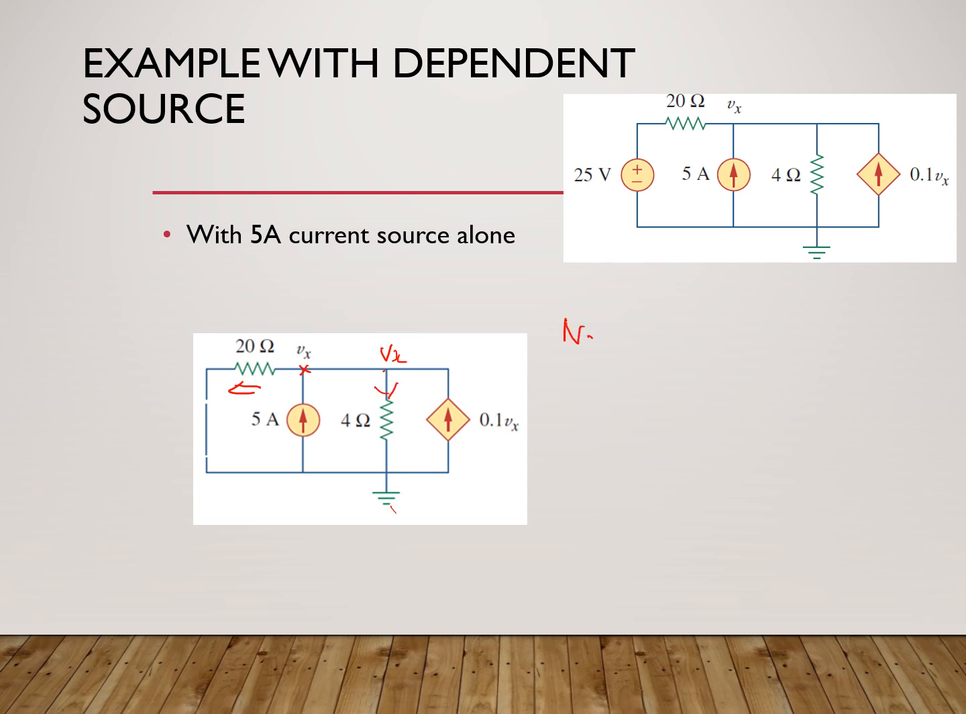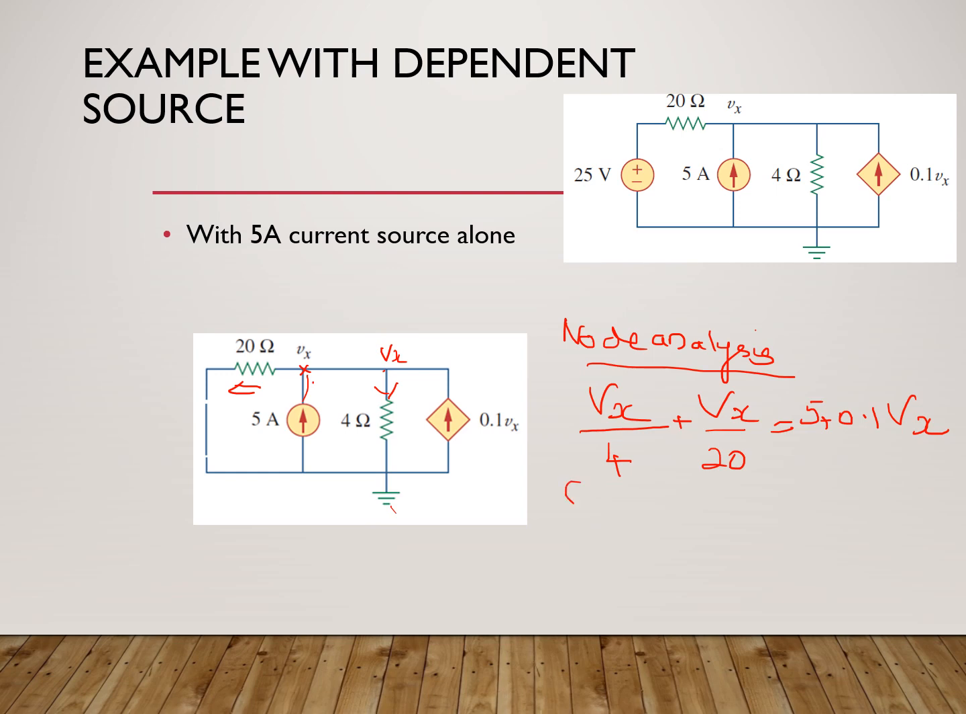So doing node analysis, we are going to write the sum of the currents leaving the node as Vx by 4 plus Vx divided by 20, and the currents entering are 5 ampere and 0.1 Vx. So it is 5 plus 0.1 Vx. Again, solving this, you get Vx equal to 25 for this case.